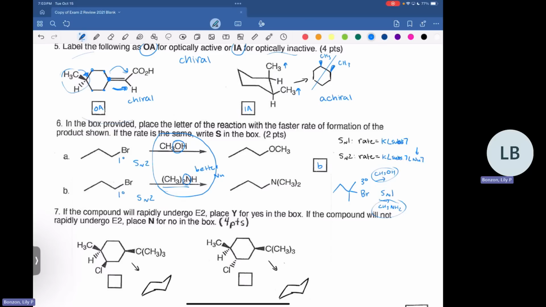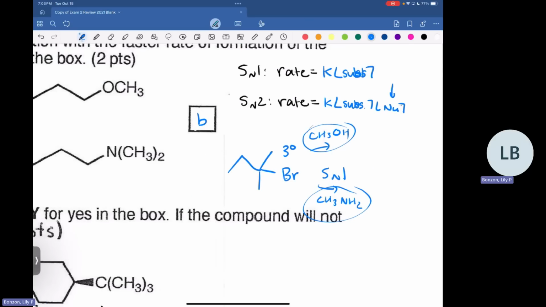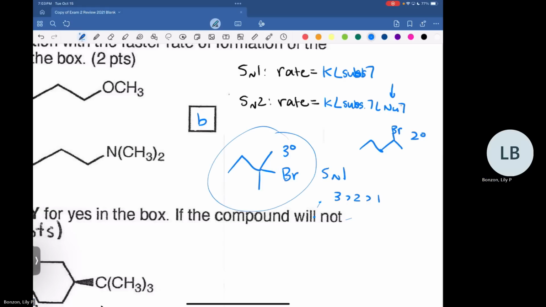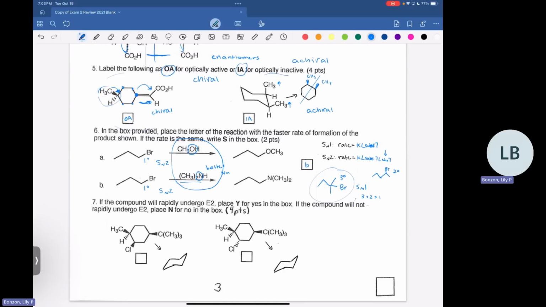Yeah, so if it was SN1, let's say the difference is you're given a tertiary halide. Since the substrate is different, we know that SN1 favors tertiary over secondary, so this one would be the faster rate. Yeah, for SN1. Okay, I'm going to go ahead and move on.